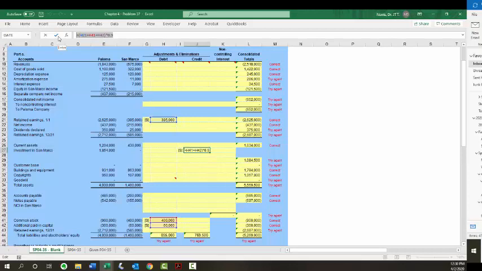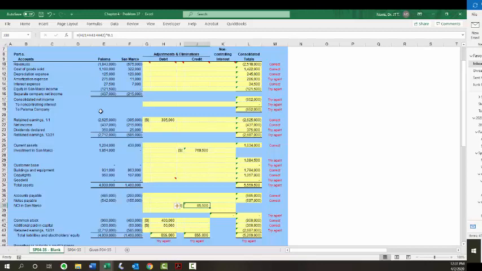Go ahead and copy that formula from the formula bar to the clipboard, and then come down here to the S entry for the non-controlling interest. Paste that formula from above and then change that to 10%. And $85,500 is the 10% ownership that the non-controlling interest has.